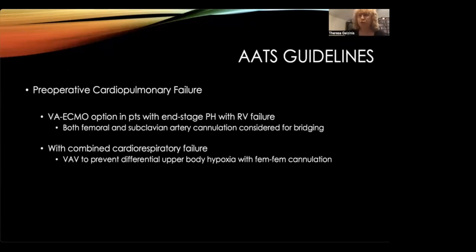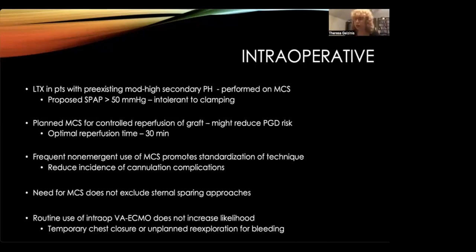In patients with preoperative cardiopulmonary failure, VA ECMO is an option in patients with end-stage pulmonary hypertension with RV dysfunction. Both femoral and subclavian arterial cannulation sites can be considered for bridging. With combined cardiopulmonary failure, VA-V ECMO should be considered to prevent differential upper body hypoxia with fem-fem cannulation. In patients with pre-existing moderate to high secondary pulmonary hypertension, lung transplantation should be performed using mechanical circulatory support. The proposed cutoff for intolerance to clamping is a systolic PA pressure of greater than 50.